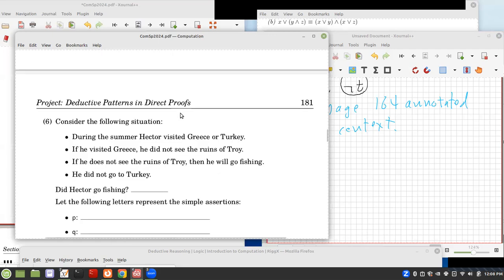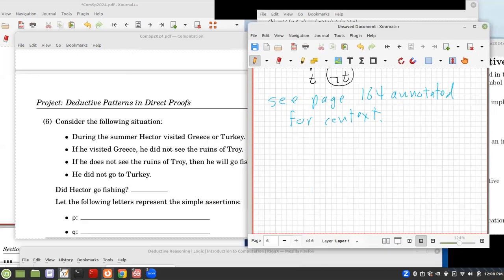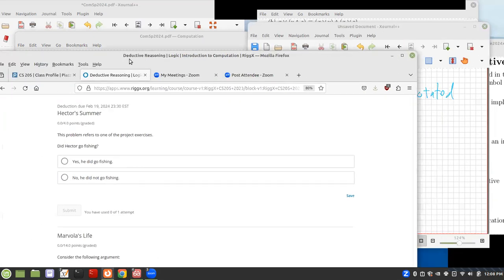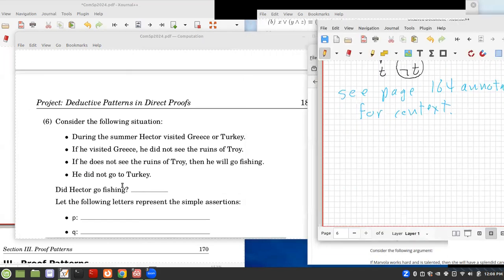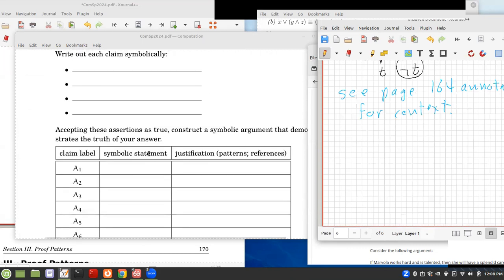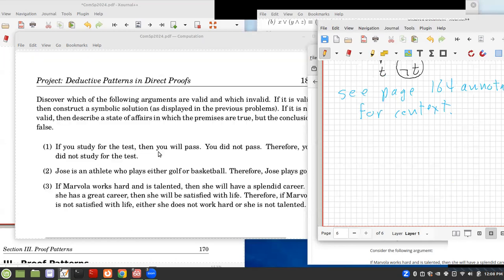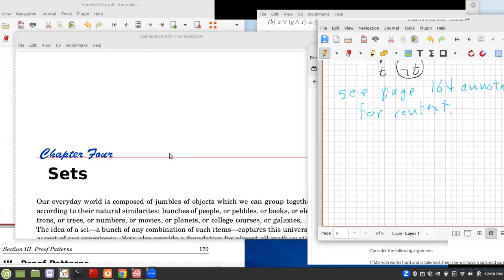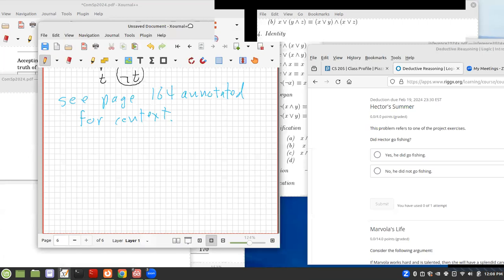Okay, like I think the project one on RiggX that I was referring to refers to one of the project exercises. Did Hector go fishing? Well, here's the one, did Hector go fishing? So you might have to go through. The idea is that you should go through and work these project exercises as practice. And there are four, and that's what it is. The project is just to practice these exercises.